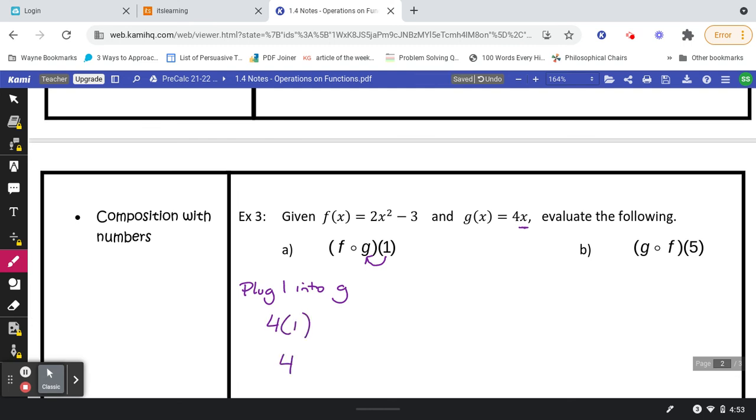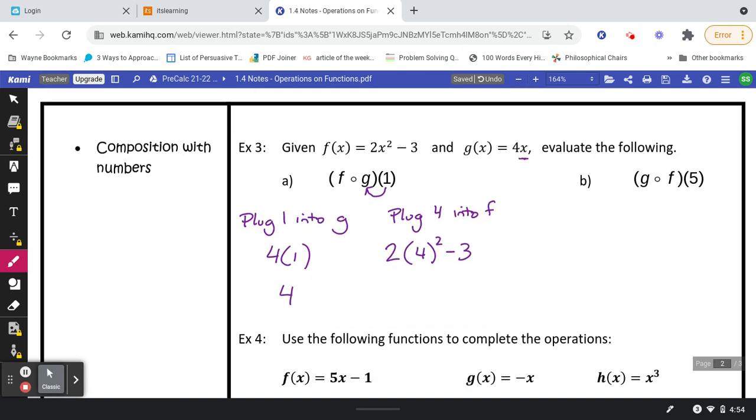Then after that, you still have this f on the outside. So now we're going to take that answer, plug 4 into the f. So it's almost like you're doing 2 substitution problems. 2 times 4 squared minus 3. That's 2 times 16 minus 3. 32 minus 3. Final answer of 29. So both of these are not answers. Just the 29 is your answer.